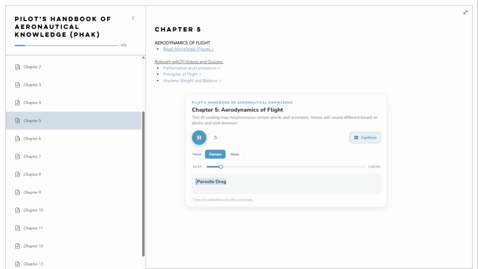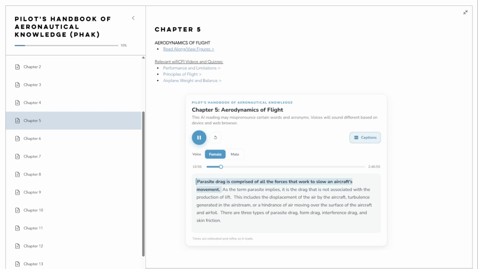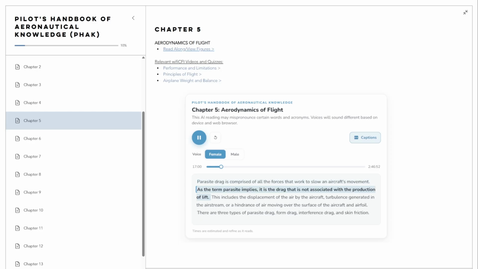Parasite drag. Parasite drag is comprised of all the forces that work to slow an aircraft's movement. As the term parasite implies, it is the drag that is not associated with the production of lift. This includes the displacement of the air by the aircraft, turbulence generated in the airstream, or a hindrance of air moving over the surface of the aircraft and airfoil. There are three types of parasite drag: form drag, interference drag, and skin friction.